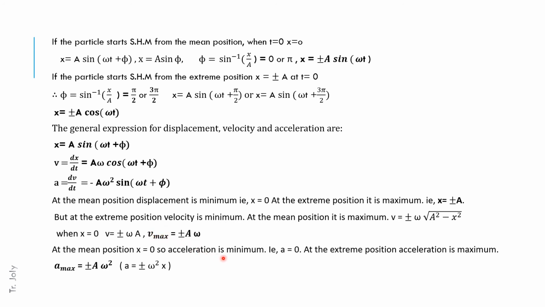Now the minimum value of acceleration is 0, because we know that acceleration is equal to minus omega square x. So when displacement is minimum, acceleration is also minimum. When displacement is maximum, acceleration is also maximum. So the maximum displacement is amplitude. So the maximum value of acceleration is plus or minus a omega square.